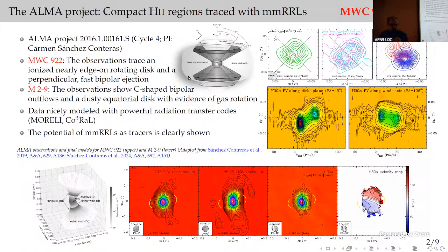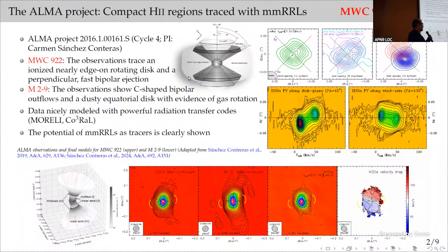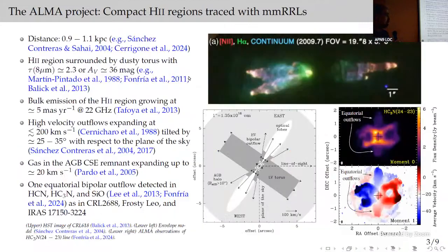The first two stars have already been completely analyzed, and the results are published. Here you can see some maps for these stars, and the authors found in both rotating disks and perpendicular high-velocity jets. Now it's time to do the same with CRL 618.